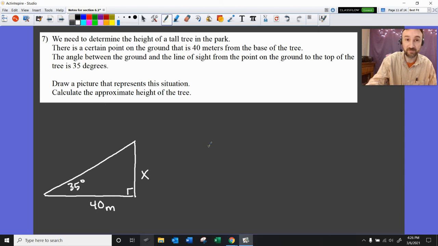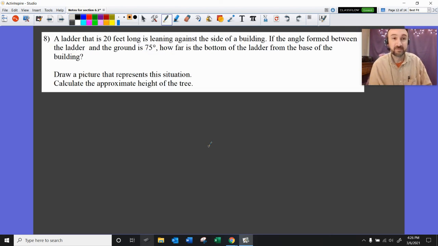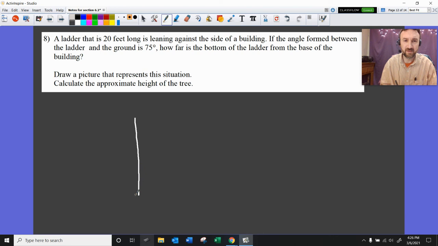Let's look at another application. A ladder that's 20 feet long is leaning against the side of a building. If the angle formed between the ladder and the ground is 75 degrees, how far is the bottom of the ladder from the base of the building? So we'll draw another triangle picture. Okay, so we've got a building. We've got a ladder leaning against the building. And it says the angle formed between the ladder and the ground is 75 degrees. And it tells us the ladder is 20 feet long.